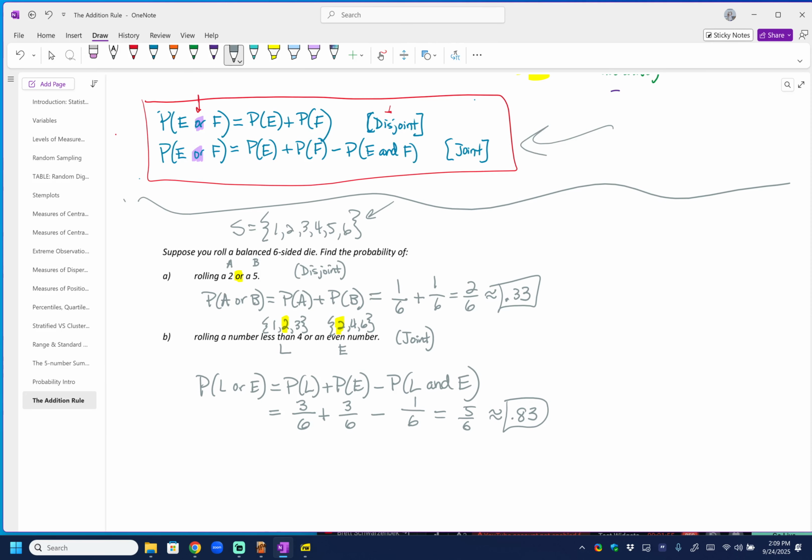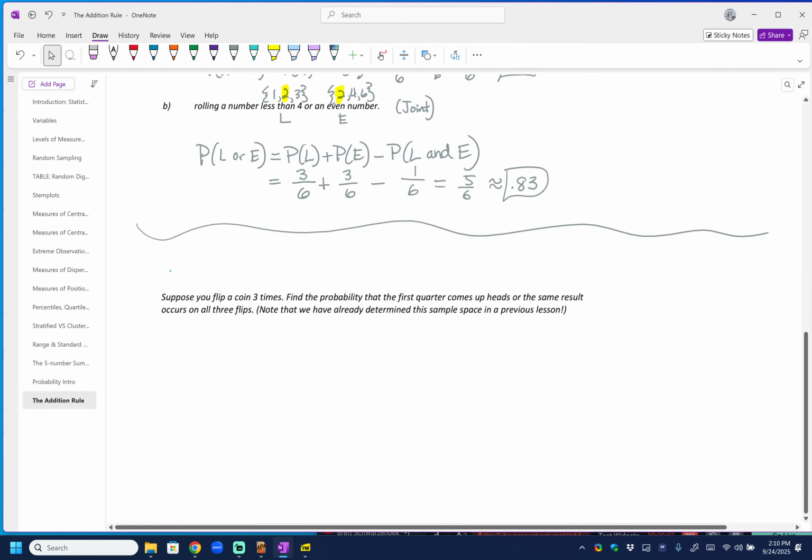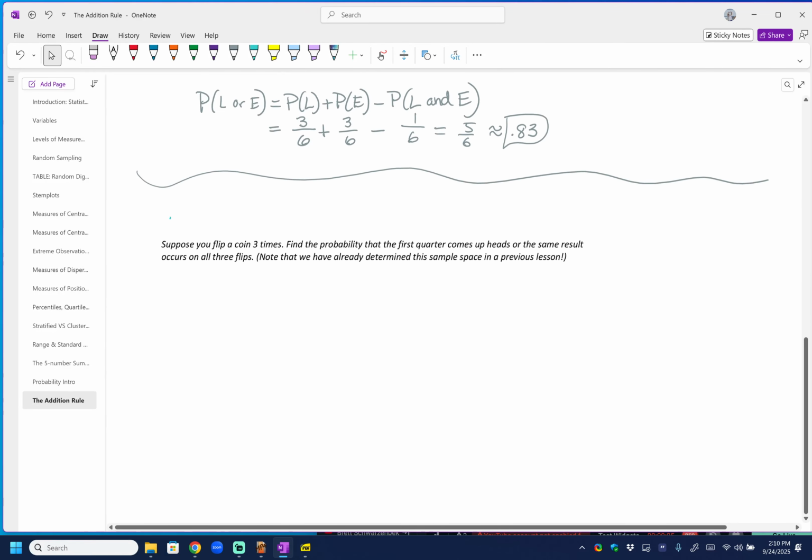Okay, yet another example that we can deal with here. It says, suppose you flip a coin 3 times. Find the probability that the first coin comes up heads or the same result occurs on all 3 flips. Again, you can see right here we have the term "or."